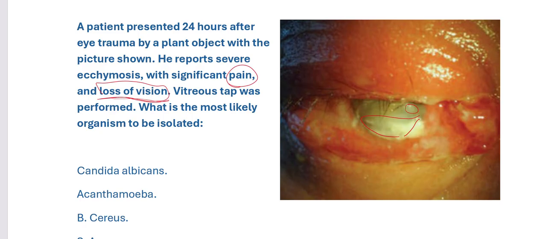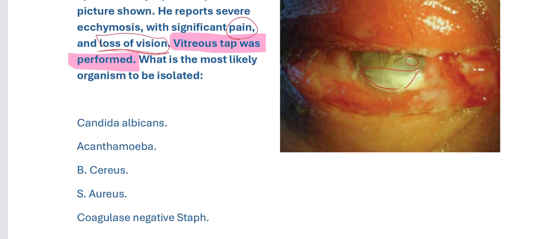So the question is taking you to the diagnosis of endophthalmitis, because someone might say, okay, this is keratitis, and this is very common after trauma with blunt objects. The patient might acquire keratitis. So the most likely organism to be isolated. The question is asking about the most common organism to cause endophthalmitis in cases of trauma. This is a simple question. Is it Candida albicans, Acanthamoeba, Bacillus cereus, Staph aureus, or coagulase negative staph?